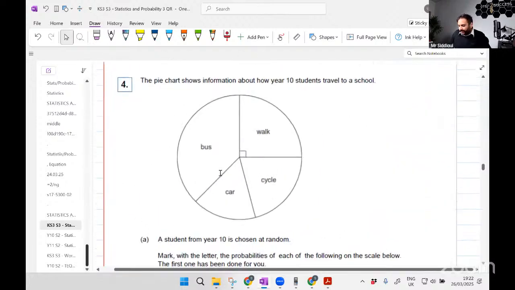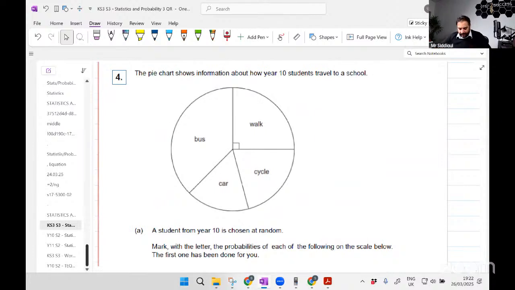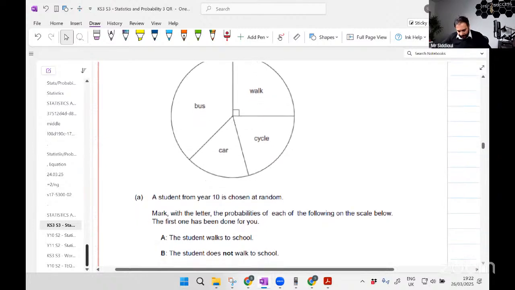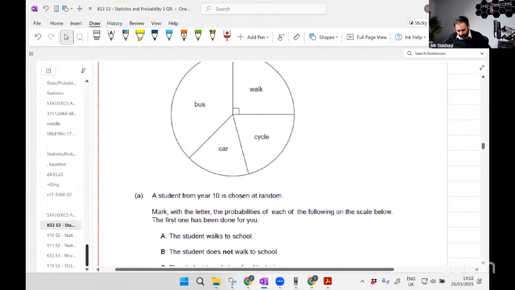Okay, let's just do this while we're here. The pie chart shows information about how year 10 students travel to school. I've got a feeling there's a problem in this question, but we'll see. Mark with the letter the probabilities of each of the following. The student walks to school.